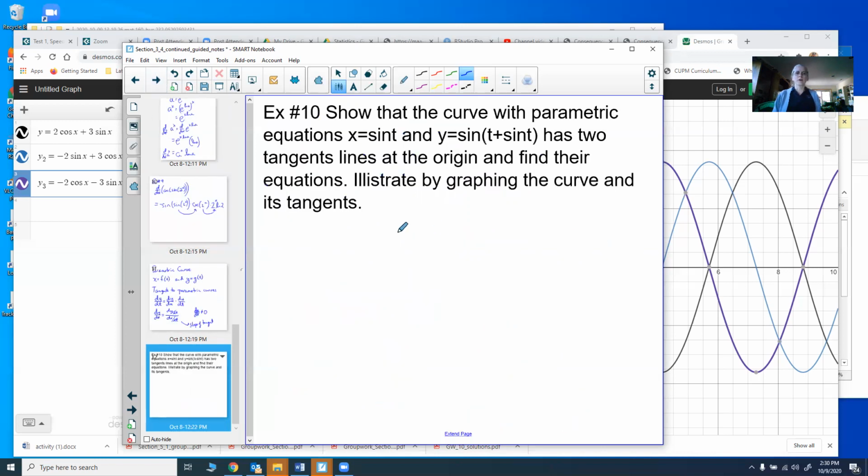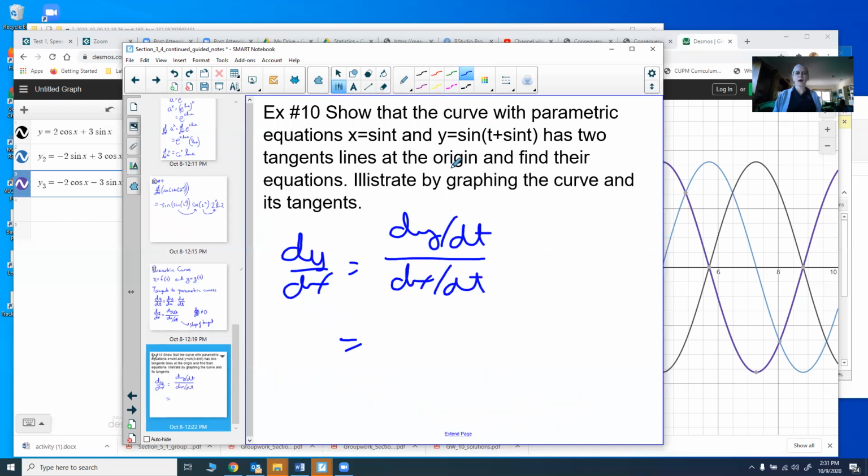So show that the curve with parametric equations x equals sine t and y equals t plus sine t has 2 tangent lines at the origin, and then find their equations. So I need to know dy/dx, and again, we just proved that that's dy/dt over dx/dt.